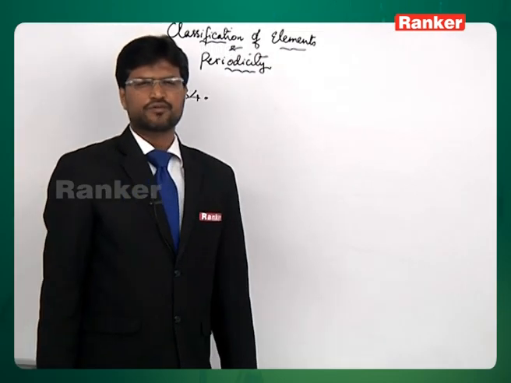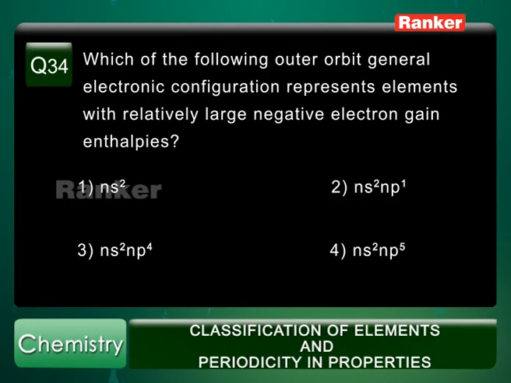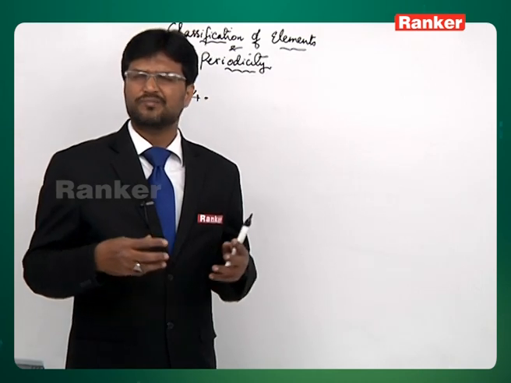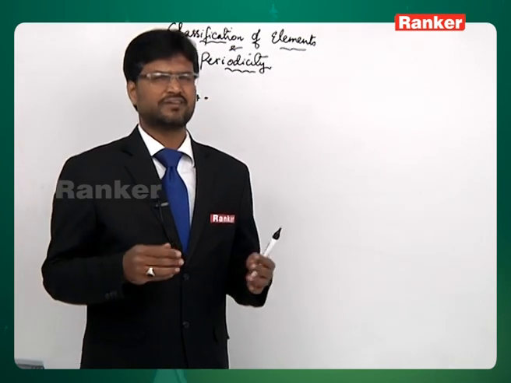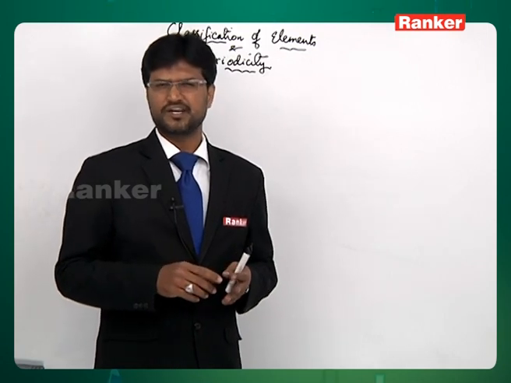Question number 34. Which of the following outer orbit electronic configurations represents elements with relatively large negative electron gain enthalpy? The first option is ns2, second option is ns2 np1, third option is ns2 np4 and fourth option is ns2 np5. You know, as the number of valence electrons increases, non-metallic nature increases, ability to lose electrons decreases, rather ability to gain electrons increases. So the correct answer is the fourth option, ns2 np5.